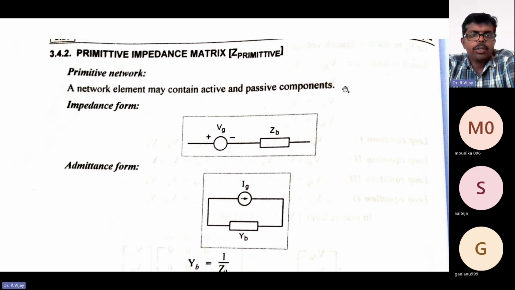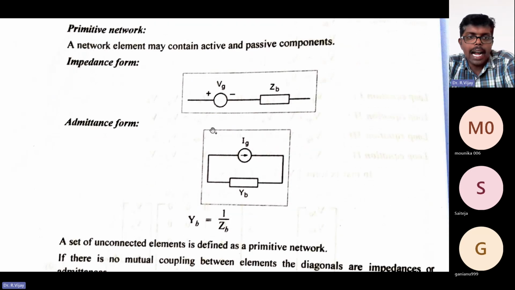Next, coming to the primitive impedance matrix. What is the primitive impedance matrix? That is the Z primitive matrix. What is a primitive network? A network element may contain active and passive components. Say for example, in the impedance form, it will consist of both active and passive components.